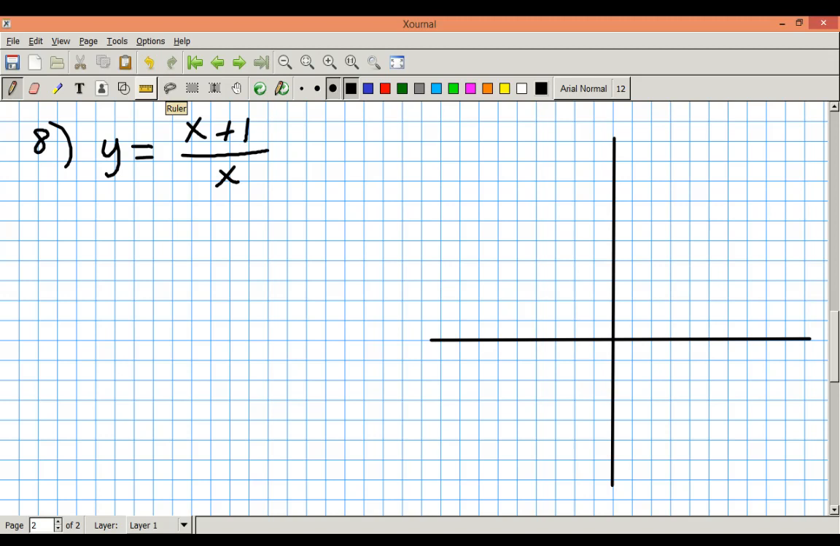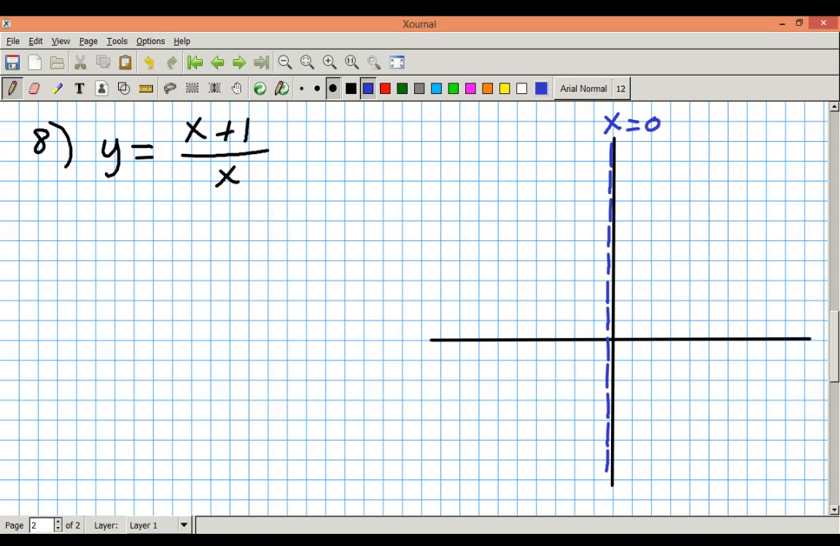Okay, let's look for the vertical asymptotes first. The vertical asymptote is what value of x makes the denominator 0. So the denominator cannot be 0. X cannot be 0 there. So your vertical asymptote is going to be where x is 0, which is the y-axis. So this is a vertical asymptote. The y-axis is a vertical asymptote. Graph is not going to touch there.